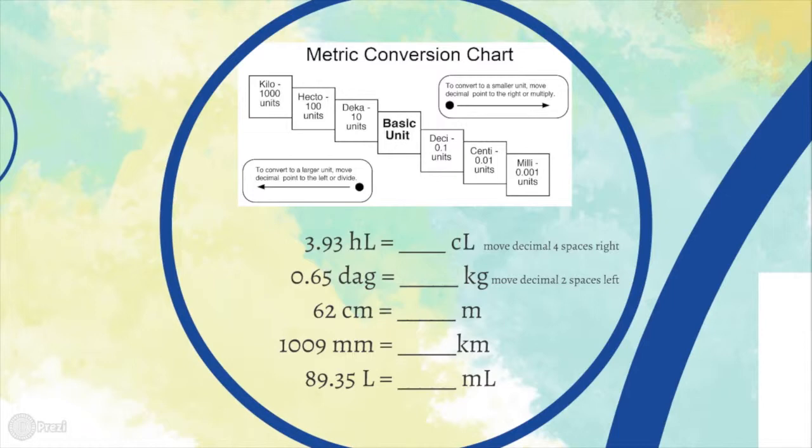Okay, next, 0.65 decagrams to kilograms. How many spaces should I move the decimal? 2 to the left is correct, so my answer is 0.0065. Now you try the next 3.